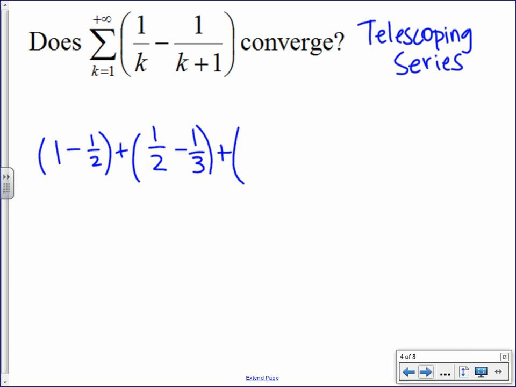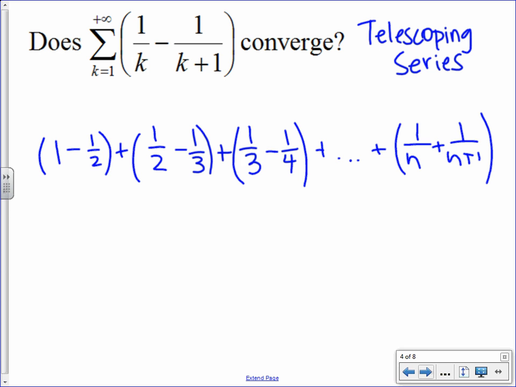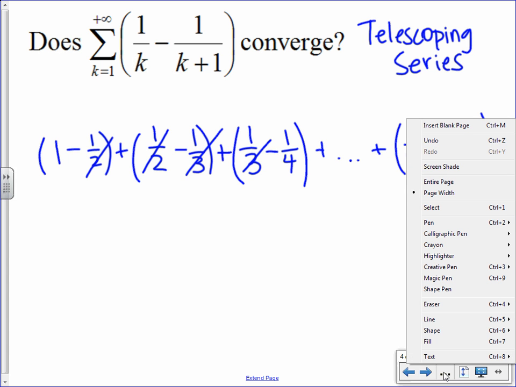and then we'd add 1/2 minus 1/3, and then 1/3 minus 1/4, all the way until 1 over n minus 1 over n plus 1. Okay, so what happens? Oh, I see. Good. Hold on. Undo.